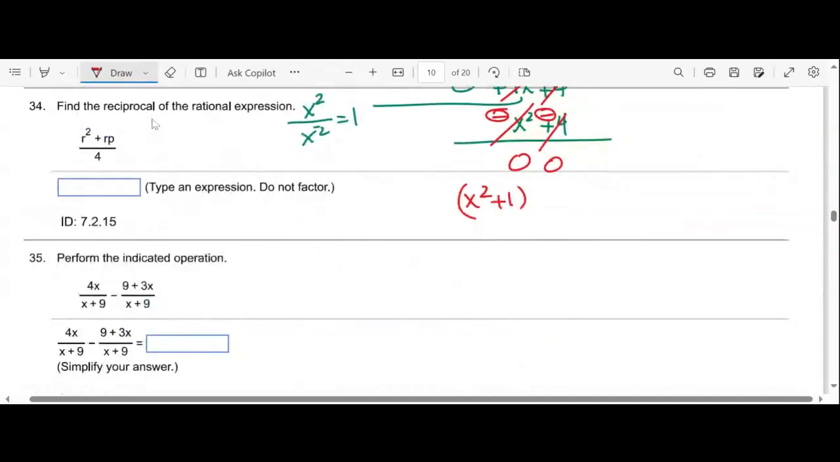Find the reciprocal of the rational expression. Rational expression, we said a over b. To find the reciprocal, all you have to do is just flip. So the answer here would be 4 over r squared plus rb.